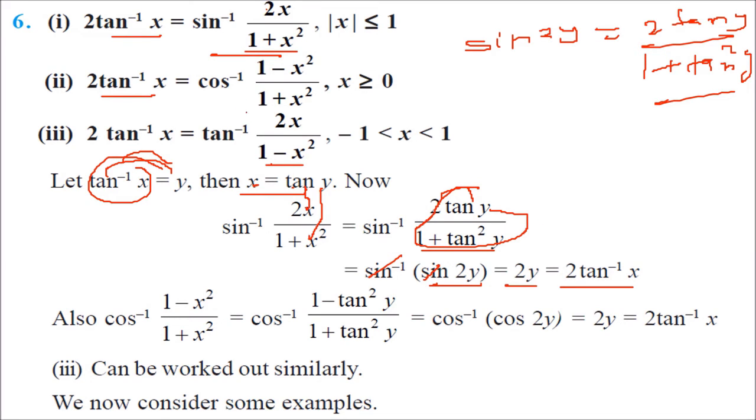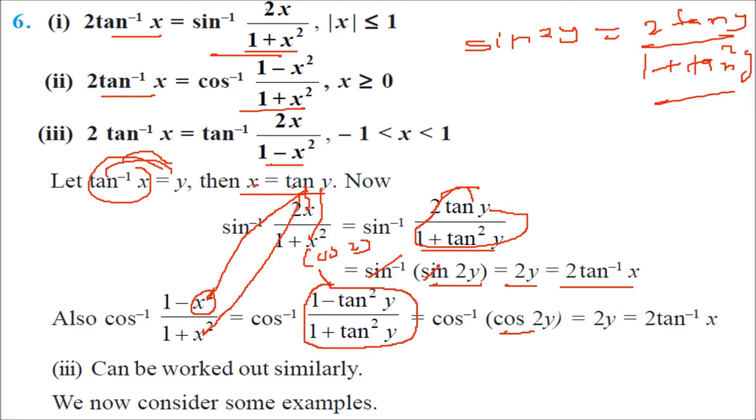Also in this case, cos inverse (1 minus x square) by (1 plus x square), just place x as tan y in this. You get 1 minus tan square y by 1 plus tan square y. But we know that cos 2y is equal to 1 minus tan square y by 1 plus tan square y. This is nothing but cos 2y. So you place cos 2y here, cos inverse gets cancelled, 2y. And what was y? Tan inverse x. So cos inverse this gives you 2 tan inverse x. This is the second one. So this is the very important relationship.